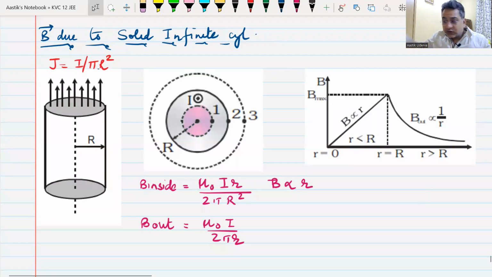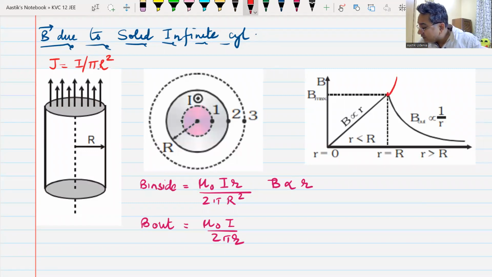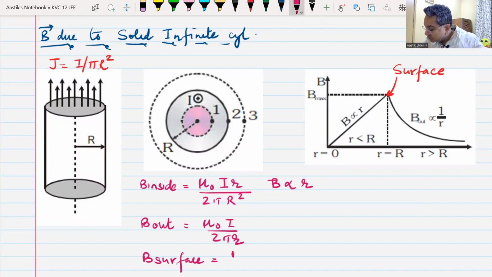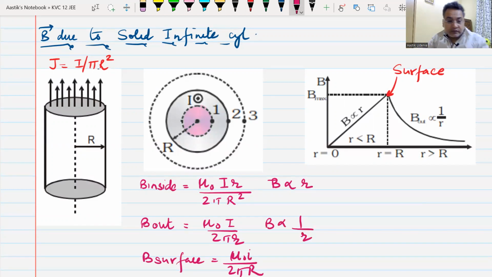And this is how the graph looks. And where is the magnetic field maximum? The magnetic field is maximum on the surface. Do you see this same diagram which we draw for the solid cylinder, solid non-conducting sphere? B on the surface is maximum, mu naught I by 2 pi capital R. Outside, this B is inversely proportional to R.